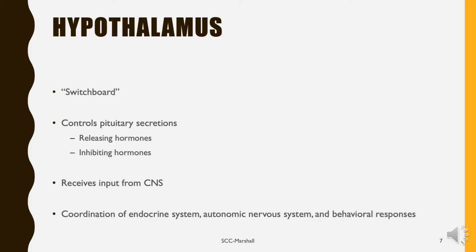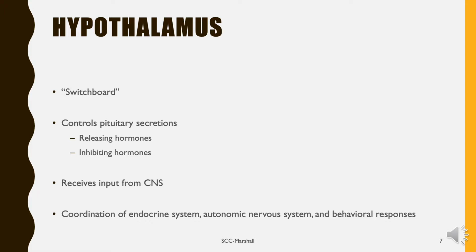So one of the things the hypothalamus does is to control pituitary secretions. There are two important groups of hormones from the hypothalamus, the releasing hormones and the inhibiting hormones. The releasing hormones, as the name suggests, stimulate the release of hormones from the pituitary gland, and the inhibiting hormones inhibit the release of hormones from the pituitary gland.